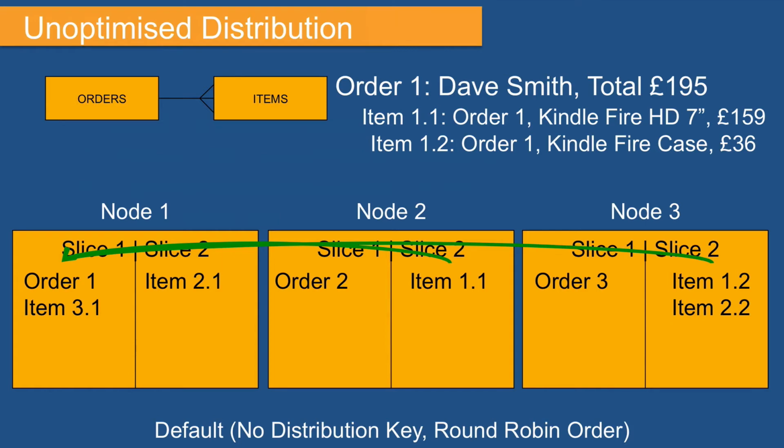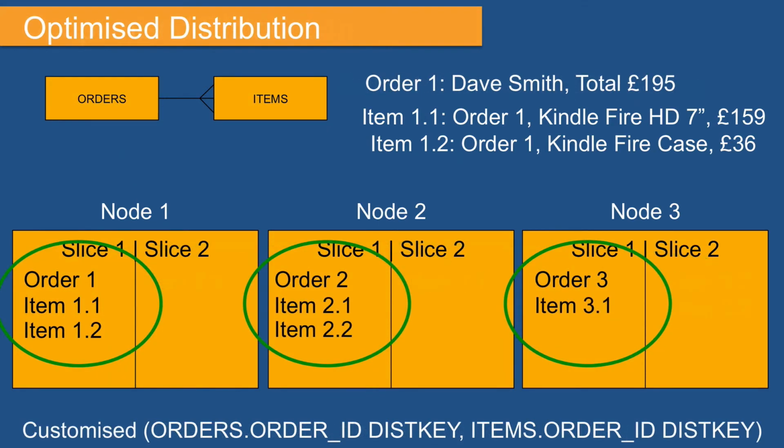So, as you can see here, if you've got order 1 and you're joining that with items, so item 1.1 and item 1.2, if order 1 and item 1.1 and item 1.2 are in different nodes, then you're going to have crosstalk across nodes, across the local area network. And ideally, you want to try and avoid that by organizing your data like this so that your joins happen locally on your nodes rather than taking place across nodes.